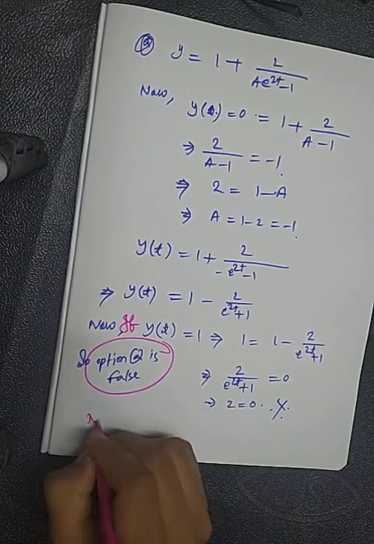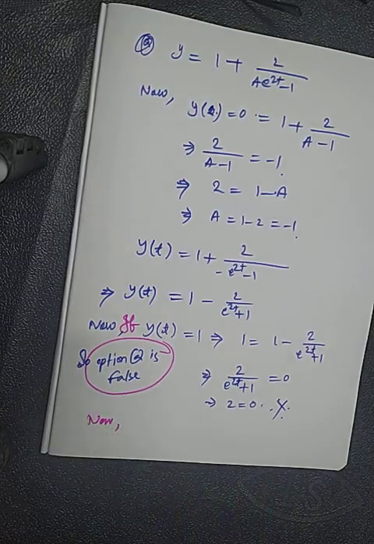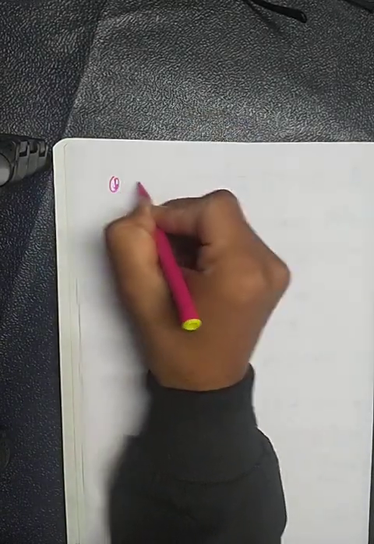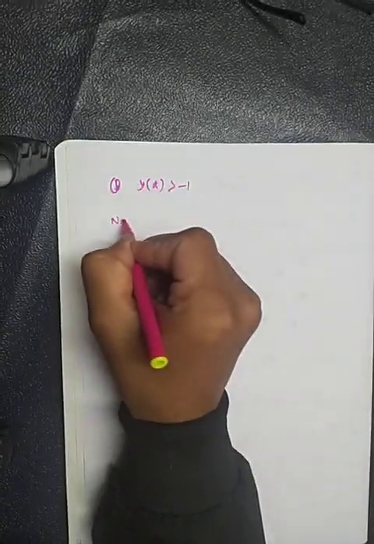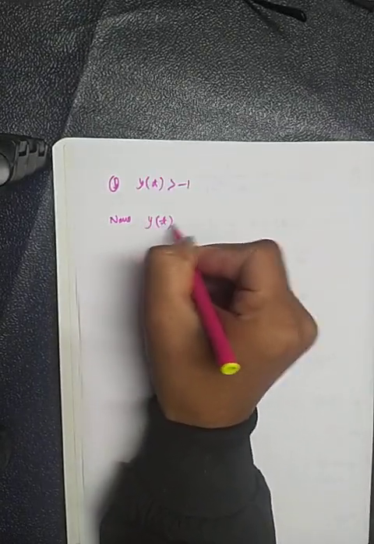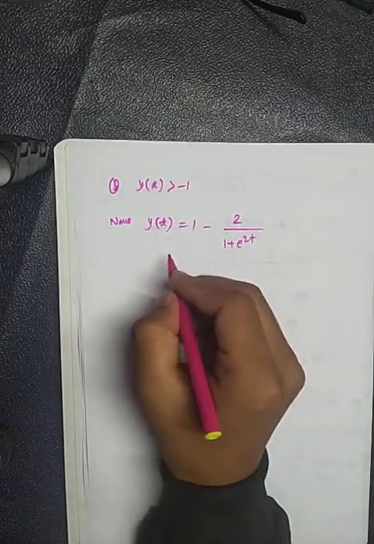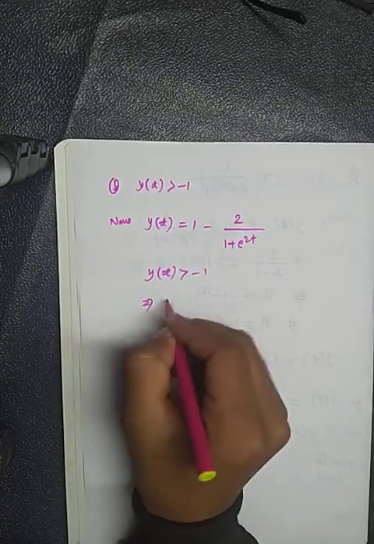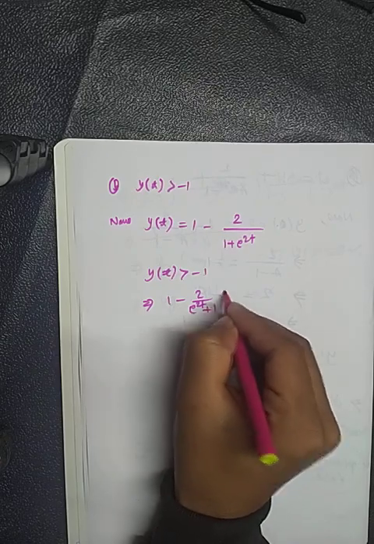Now if we look at option B, it says that y of t must be greater than minus 1. Now y of t is equal to this value. So y of t is greater than minus 1. This implies 1 minus 2 by (e to the power 2t plus 1) is greater than minus 1.